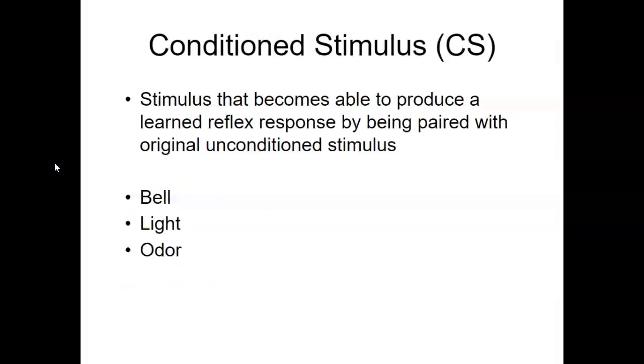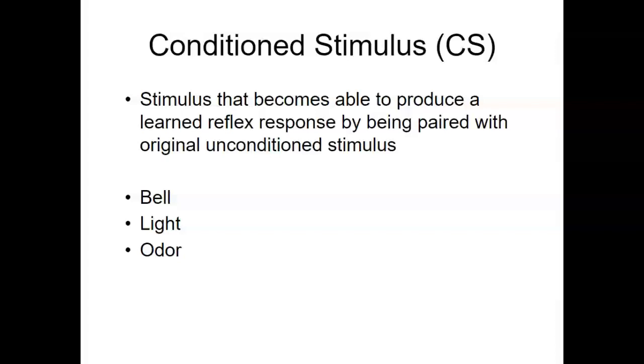A conditioned stimulus is a stimulus that becomes able to produce a learned reflex response by being paired with the original unconditioned stimulus. So in the case of Pavlov, he used a tone or a bell, but they can also use lights, or we can even use odor. You might go, odor, what?